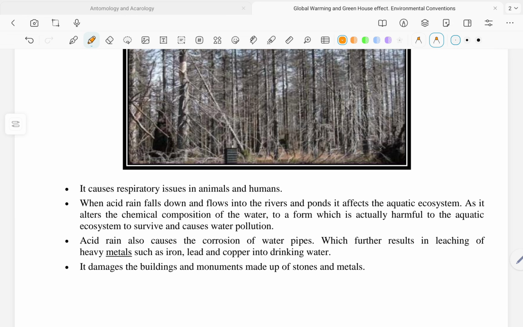Acid rain also causes the corrosion of water pipes, which further results in leaching of heavy metals such as iron, lead and copper into drinking water. It also damages buildings and monuments made of stone and metal.